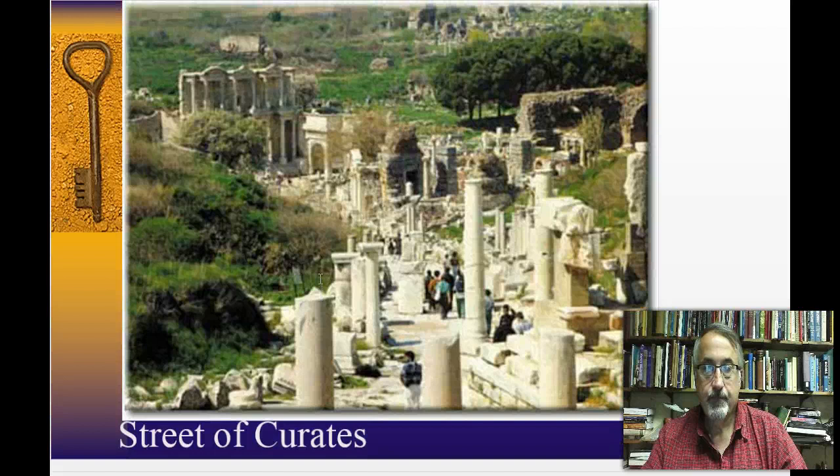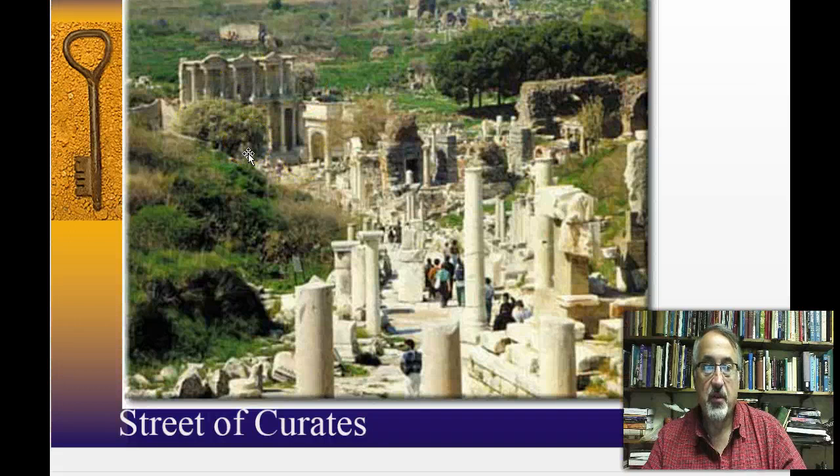Okay, from the theater, you can walk up the road, the street of the Curetes, and this is the Library of Celsus. So the theater's over here to the right. If we were walking that way, we'd come up here and we'd come to this corner where the Library of Celsus is. And then here's the road down to the harbor.